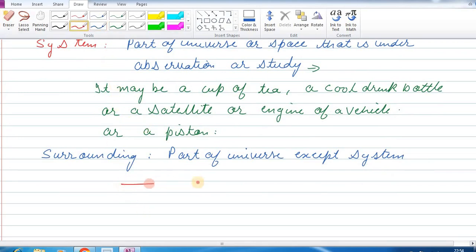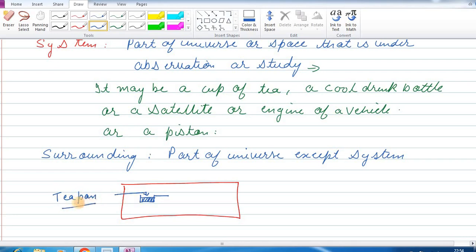Suppose this is the whole universe, and I am preparing a tea in a tea pan. The water inside the tea pan will be called the system, because my whole focus will be on this tea pan, on the volume, temperature and pressure of the tea. So this tea pan will be considered the system, while the rest of the universe will be called the surrounding.